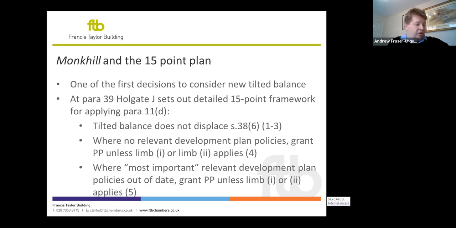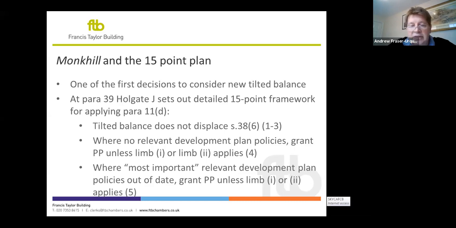judgment is that at paragraph 39 of the judgment, the court, Mr Justice Holgate, set out a very comprehensive and logical framework for how one actually applies the tilted balance in paragraph 11. And I'm just going to work through those. They've been summarised on the slide, but you'll notice from the fact that the glasses have gone on that I'm going to just make direct reference to the judgment in front of me as well.